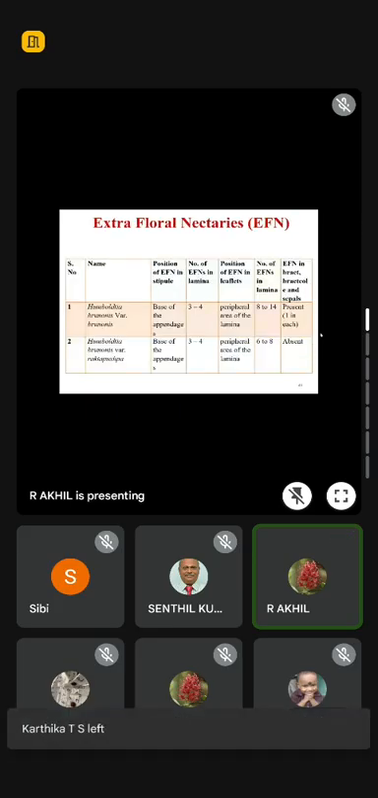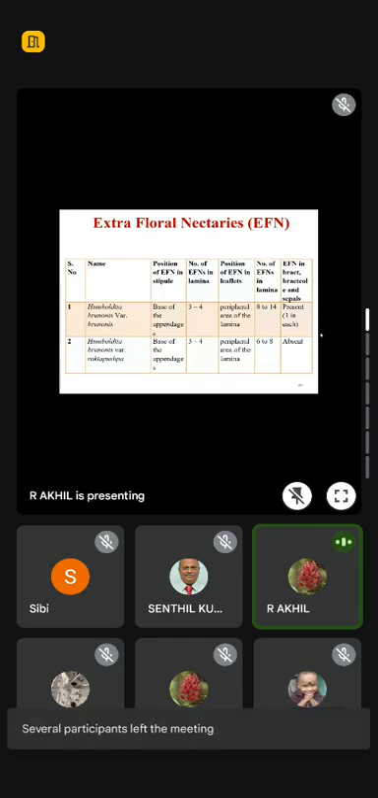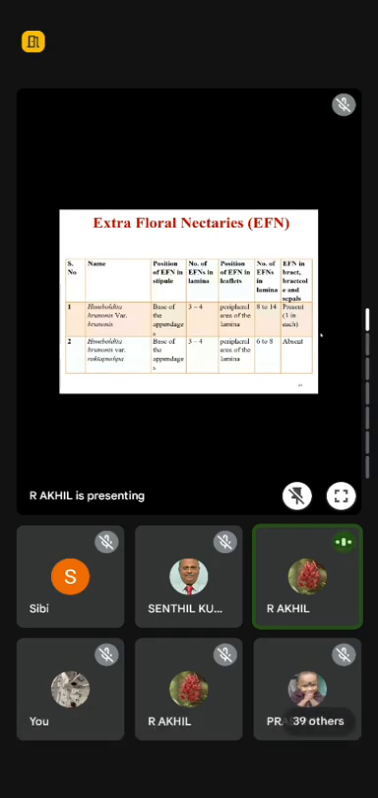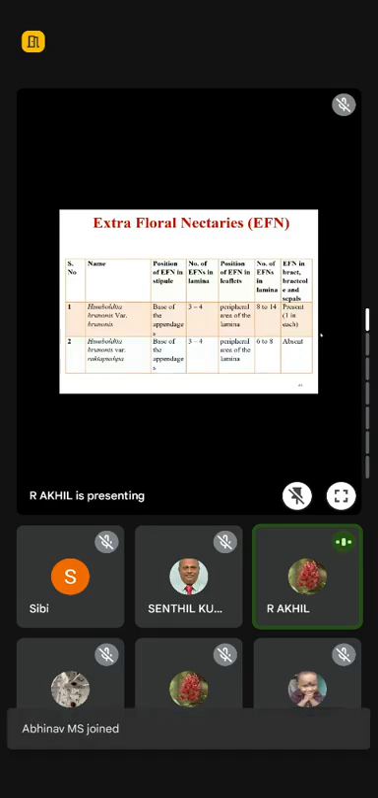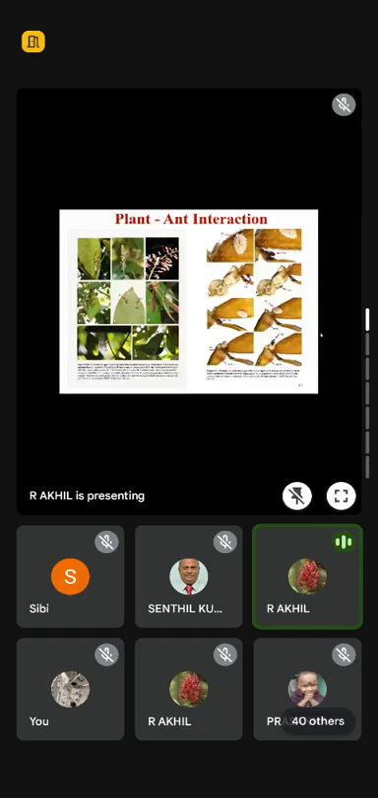Then, in both the varieties, extra floral nectaries are present on the base of the appendages. It is 2 to 4 in number, and it is usually present on the peripheral part of the leaves. The number of extra floral nectaries may vary. It is 8 to 14 in variety brunonis, but in variety rectapushpa, it is 6 to 8 in number. Extra floral nectaries play a very important role in the particular ant-plant interaction.